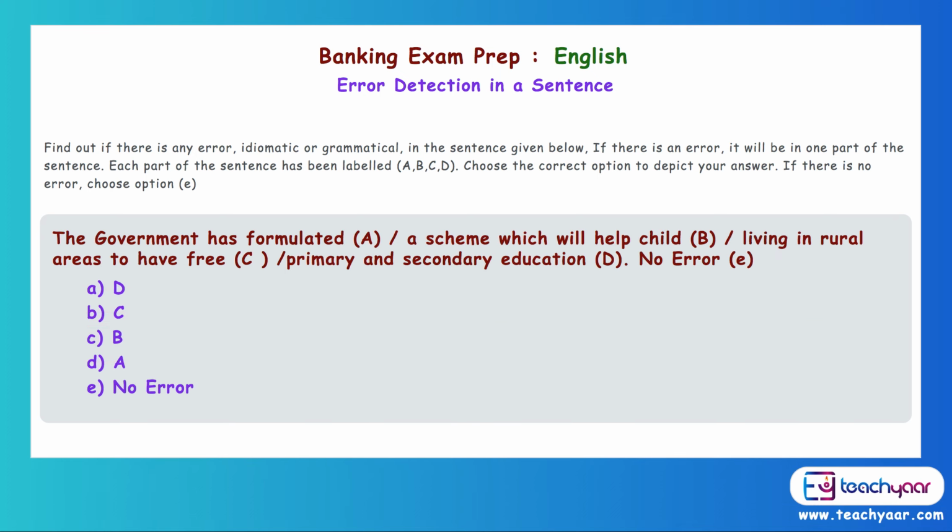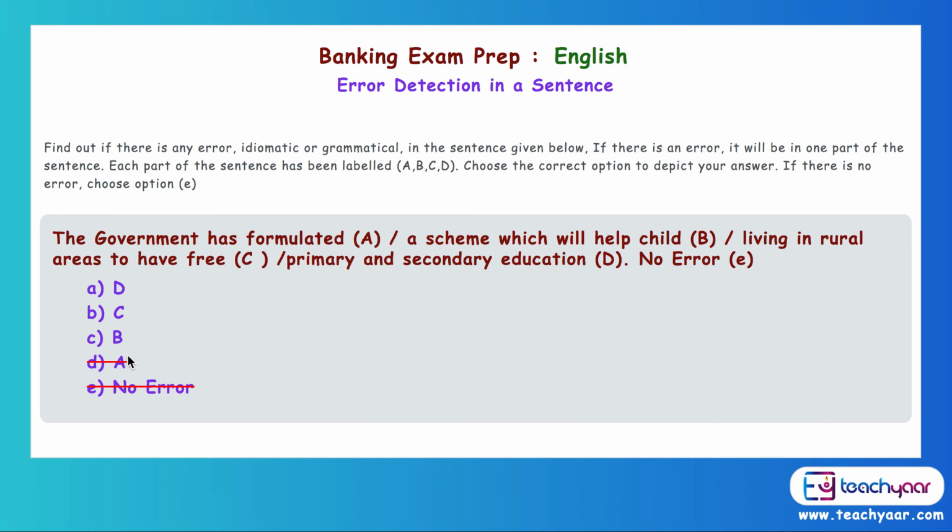Let's move to the second sentence. The government has formulated a scheme which will help child living in rural areas to have free primary and secondary education. If you have read it carefully, you will know there is a mistake. So option D is out. Let's read the first part. The government has formulated. So that is fine. That means it has made a scheme. So A is okay. So we have to just delete that option.